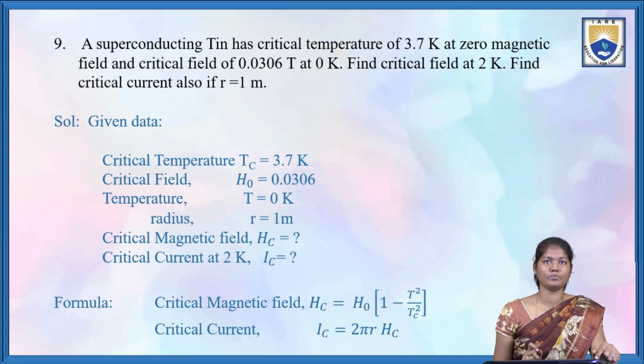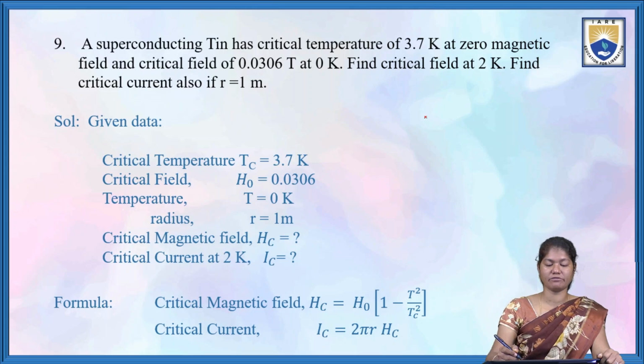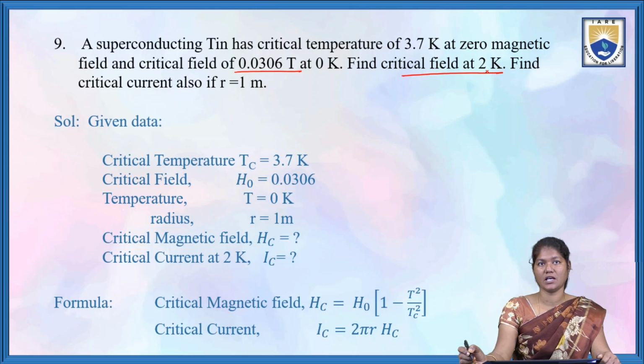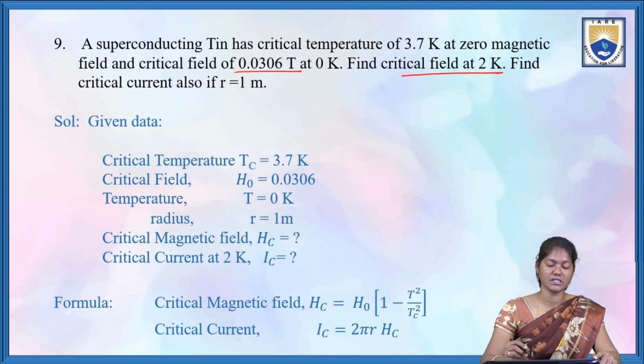The next problem: superconducting tin has a critical temperature of 3.7 degree Kelvin at a zero magnetic field and a critical field of 0.0306 Tesla at 0 degree Kelvin. Find the critical field at 2 degree Kelvin. Find the critical current also, if R is equal to 1. This is also the applying level of Bloom's taxonomy. So that is the given data in this problem.